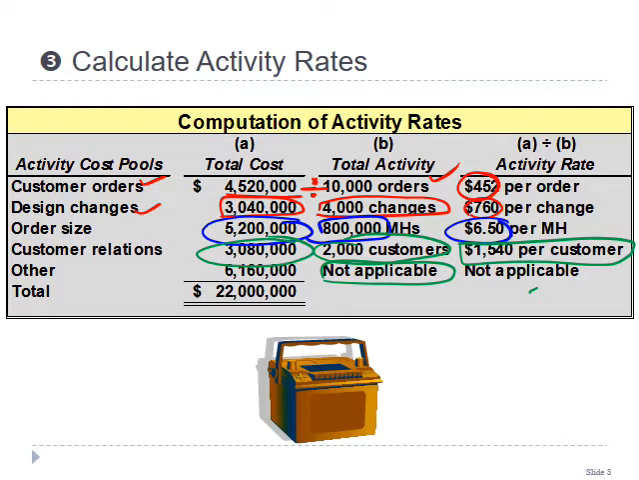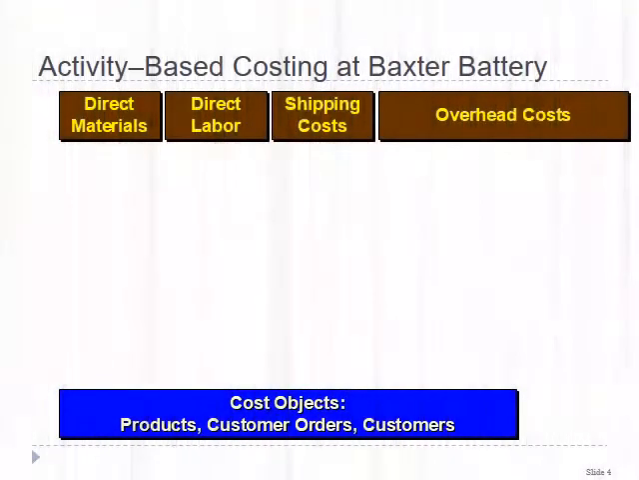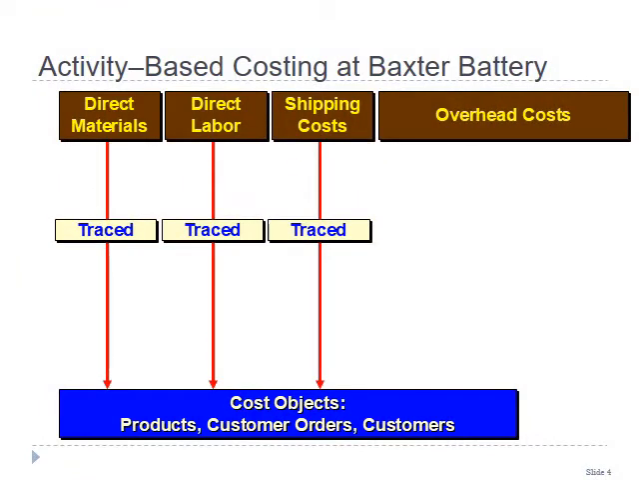So we just found out that our activity cost pools are divided by cost drivers, so we have the activity rate as well, right? So how are we going to implement this one? Let's talk about it on our coming slides. Okay, before going to the activity rates that we just calculated after our first stage allocation, let's get a visual perspective of Baxter Batteries' ABC system.